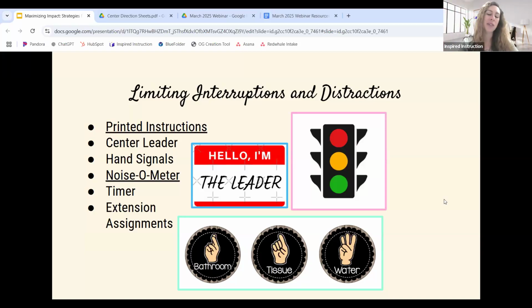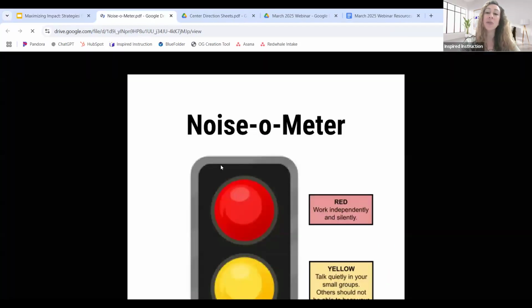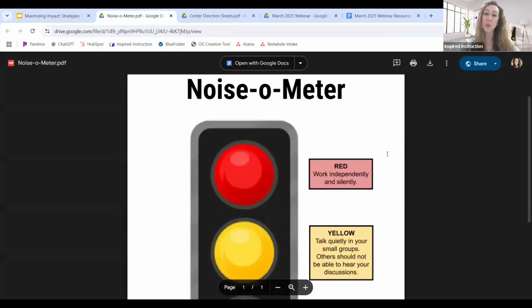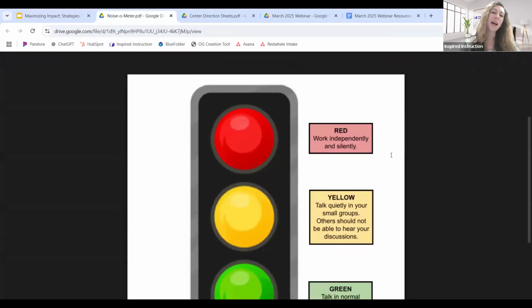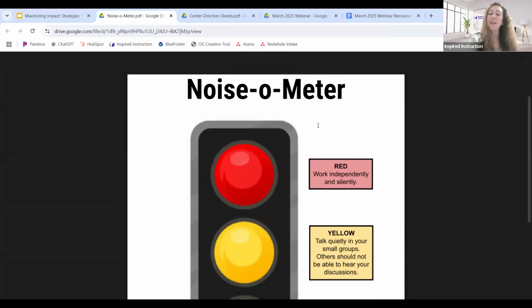Another tool is called a noisometer. And I show this little traffic signal here as a symbol for that. But really a noisometer can look however you choose. It could be an arrow pointing to different colors. But in this case, this resource uses a traffic signal to demonstrate the different noise levels that a class or students can use in different centers. So as you saw on my center direction sheet, the groups that we're going to be working in centers 2, 3, and 4 would be talking at a yellow level. And again, these are expectations that you set before you ever start an activity, well before.